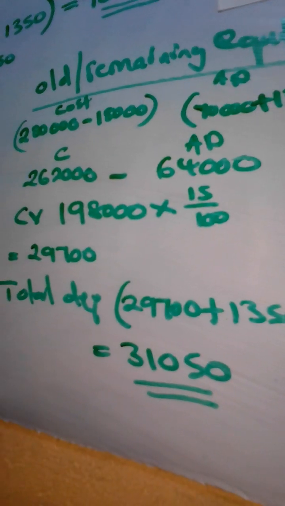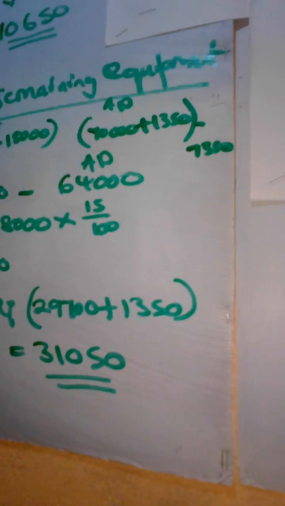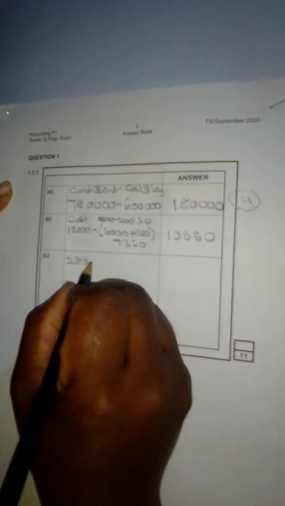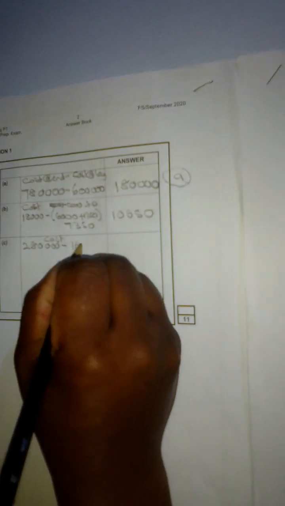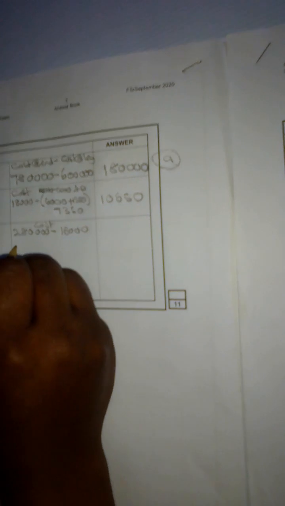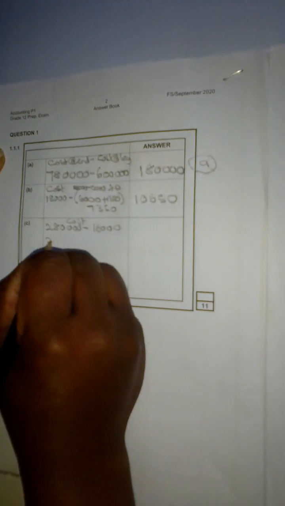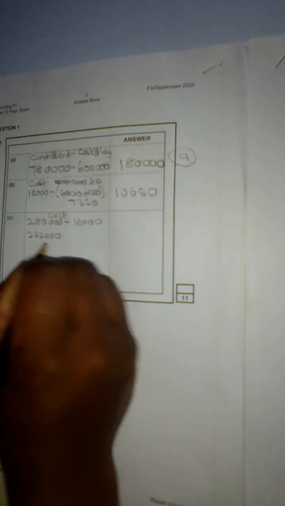Okay, let me also show it on the answer book. Even though I've already done all the calculation, you were simply supposed to say 280,000. These are the costs, minus 18,000 to remain with the old assets. You remain with 262,000. This is the cost price now of the old assets.